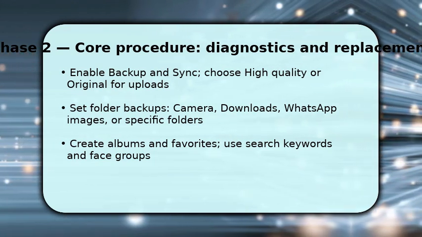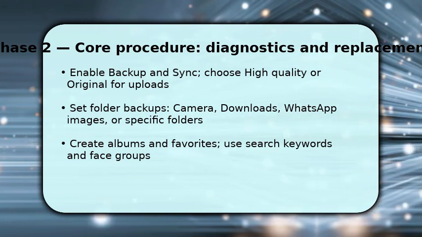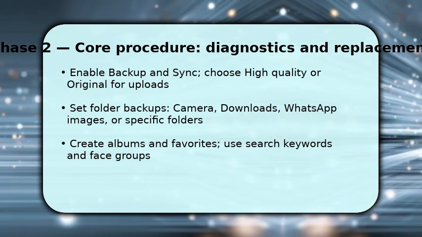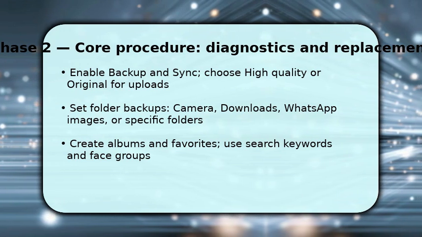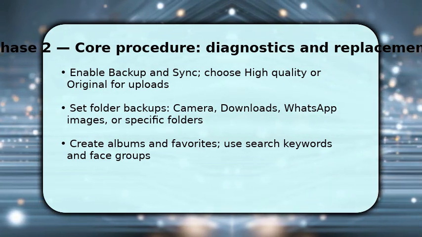Next, organize. Tap and create albums, mark favorites, and label people so face grouping helps search. Use search terms like beach or a date to find images quickly. Make sure assistant suggestions are allowed. It will suggest collages and fixes, which speed up organization and reduce clutter.